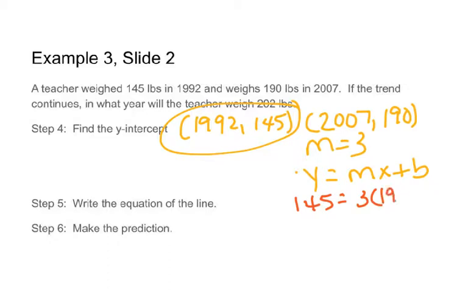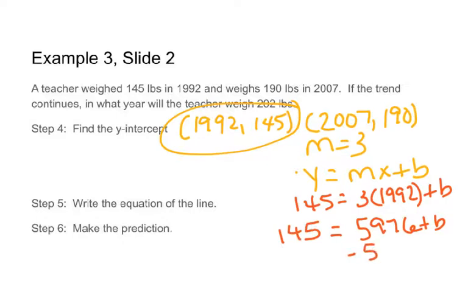X is 1992 plus b. So I need to know what 3 times 1992 is. That's 5,976. And then to find my starting value, which really looks kind of weird because the years are so large.